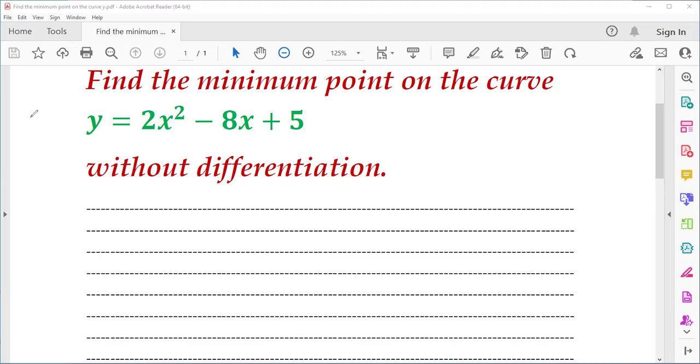Hello everyone. Today's question is: find the minimum point on the curve y equals x squared minus 8x plus 5 without differentiation. Some questions we can solve with the help of derivatives, but this is a quadratic function. And we know that in a quadratic function, the vertex is the minimum or maximum point, depending upon the shape of the graph.